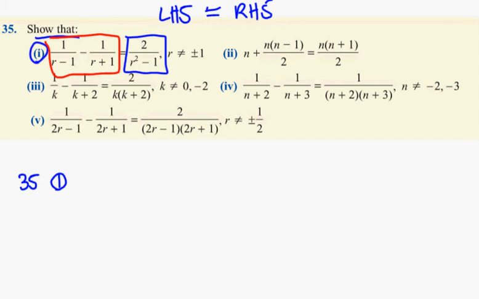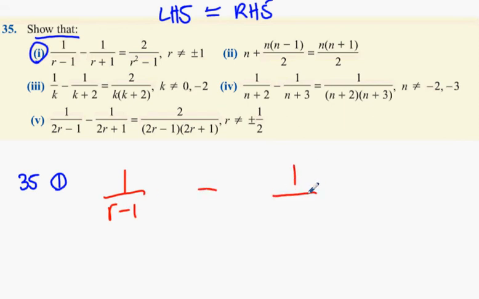So we're going to work with the red box, okay? So we're going to work with this one here: 1 over r minus 1, minus bracket 1 over r plus 1. Like last time, what did we do?